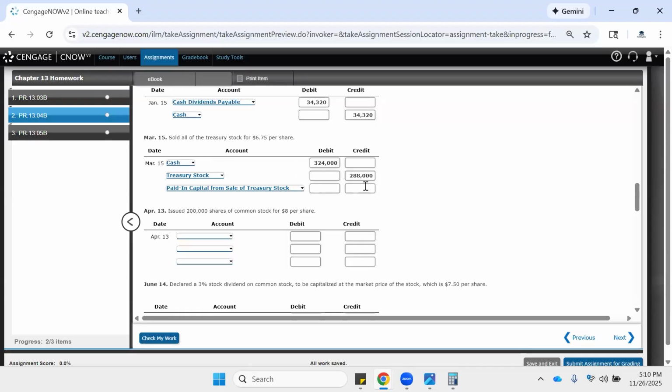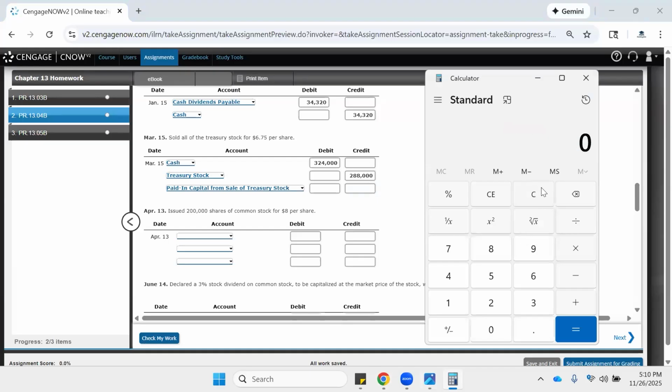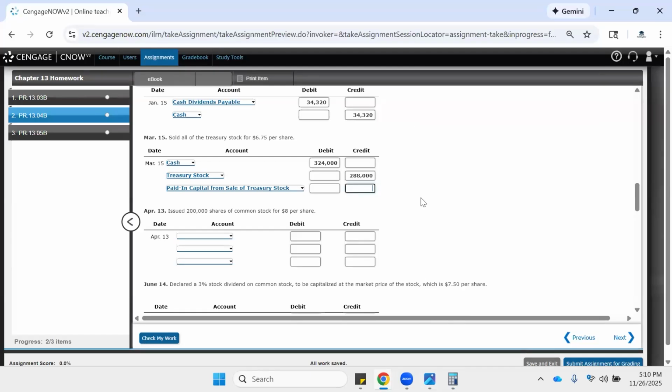Then the difference is a credit to paid-in capital from sale of treasury stock, because we don't record gains and losses on sales of treasury stock. It's additional capital that's been invested into the business by shareholders. So take 324 minus 288, we get $36,000 as paid-in capital from sale of treasury stock.